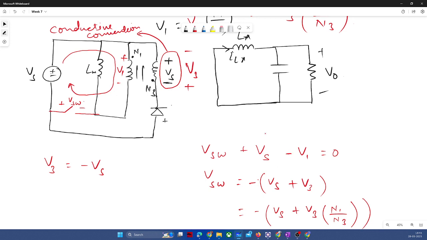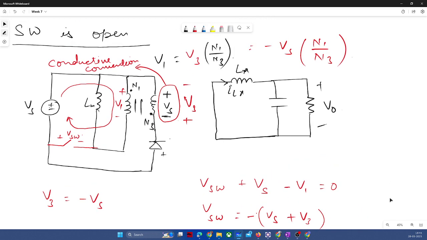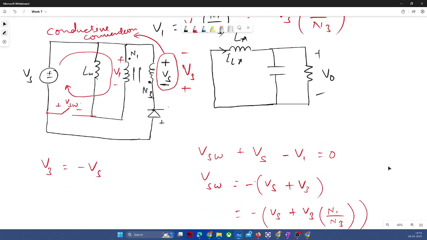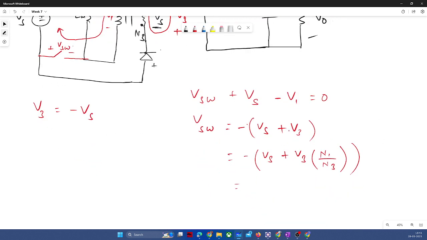V1 will be equal to V3 into N1 by N3, and V3 is minus Vs. So yeah, you are right. Sorry for the confusion. So V1 should be equal to V3 into N1 by N3, minus Vs minus V1. And sir, actually we are trying to write the equation for voltage across the switch.